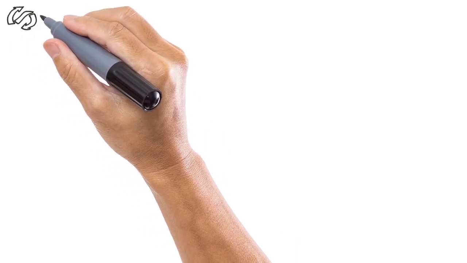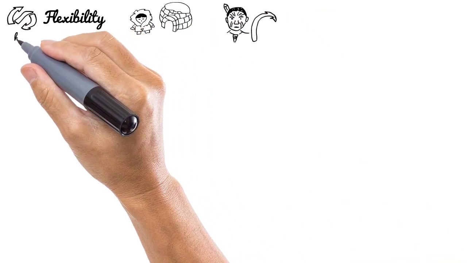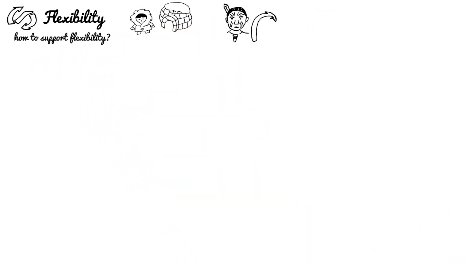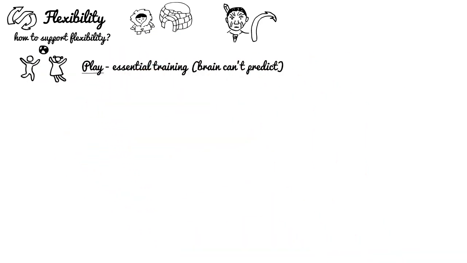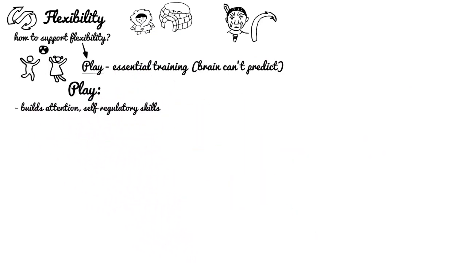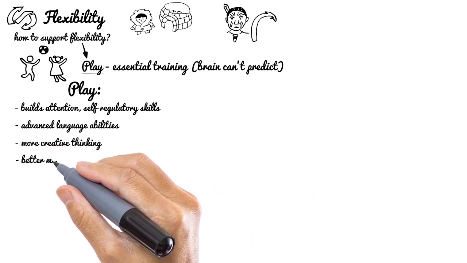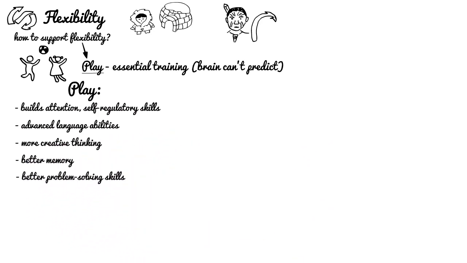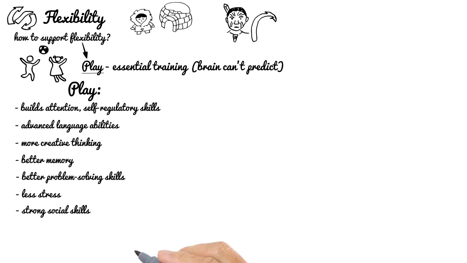Going next. Flexibility is a characteristic of humans. It evolutionarily helps us survive and succeed in many different environments across the globe. For humans, play is essential training for what the brain cannot predict. There is enormous literature showing that play builds attention and self-regulatory skills. Also, children who devote themselves regularly to play tend to have advanced language abilities, display more creative thinking, exhibit better memory, and show better problem-solving skills. They also tend to be less stressed and have strong social skills.